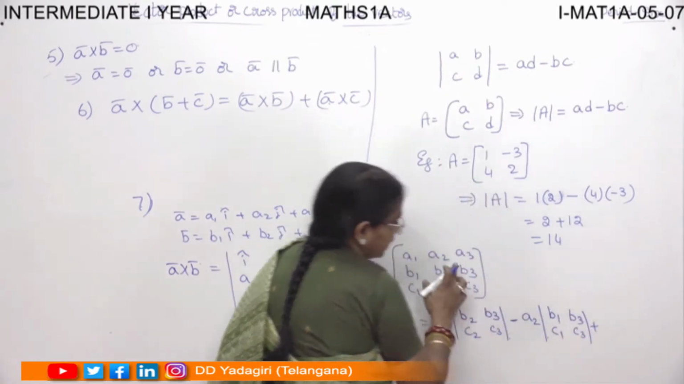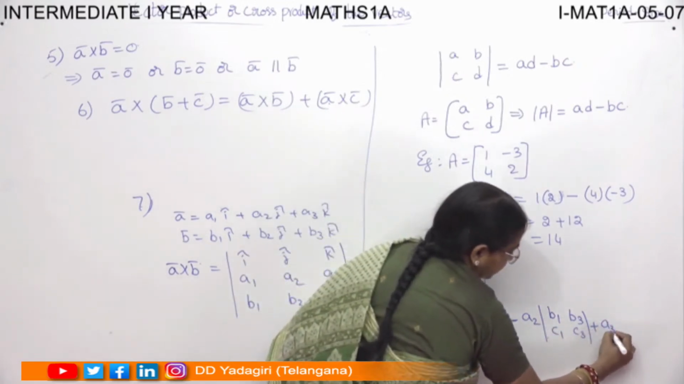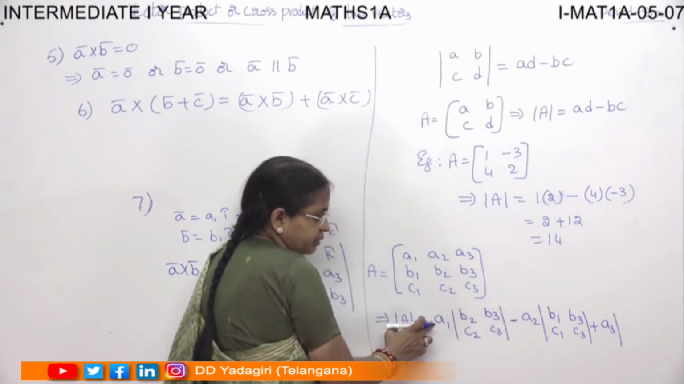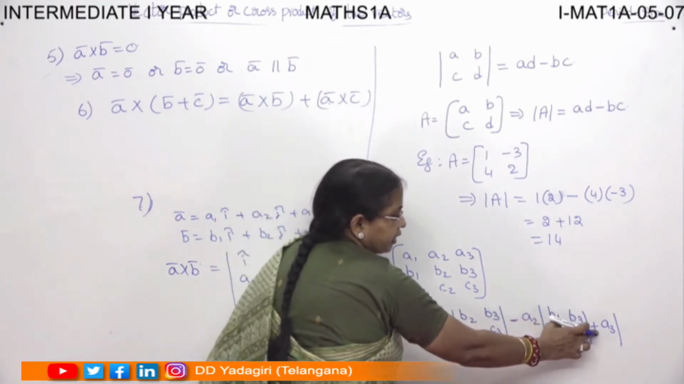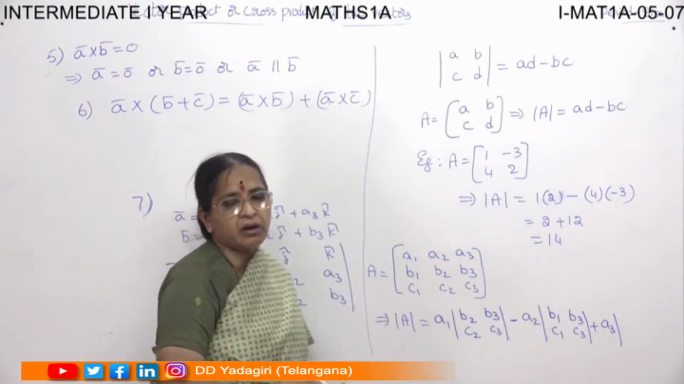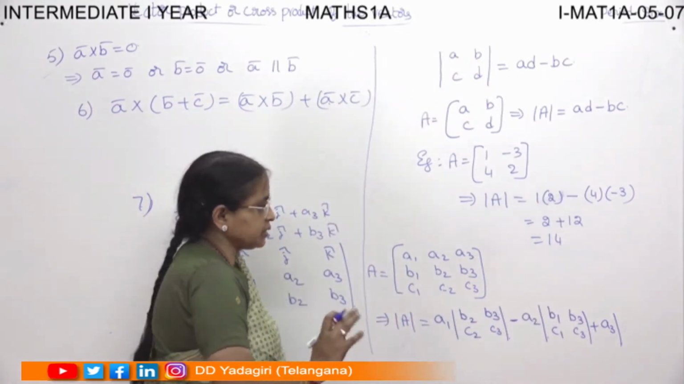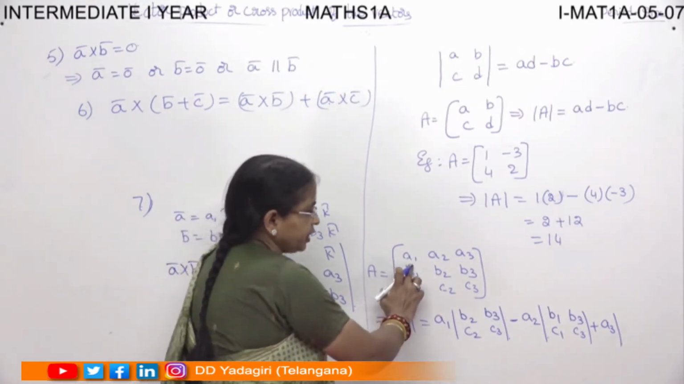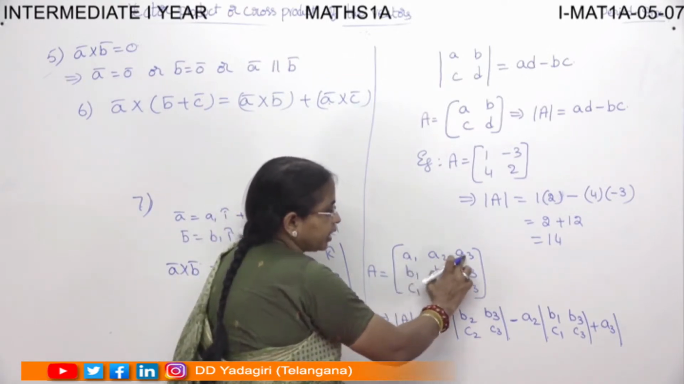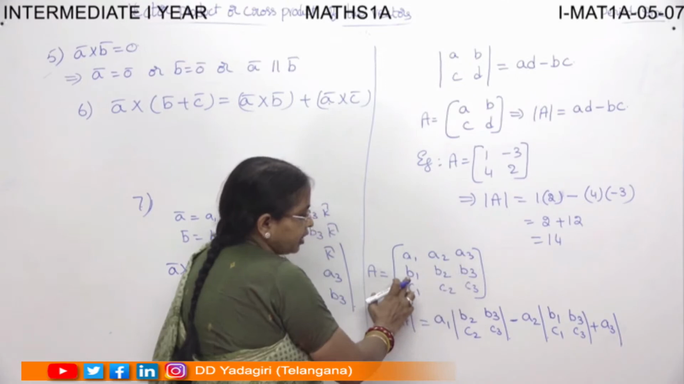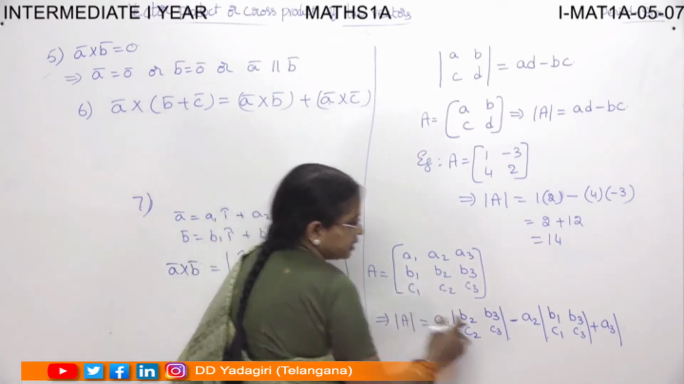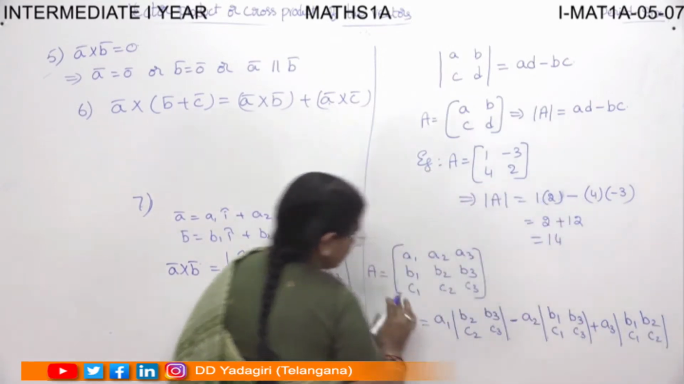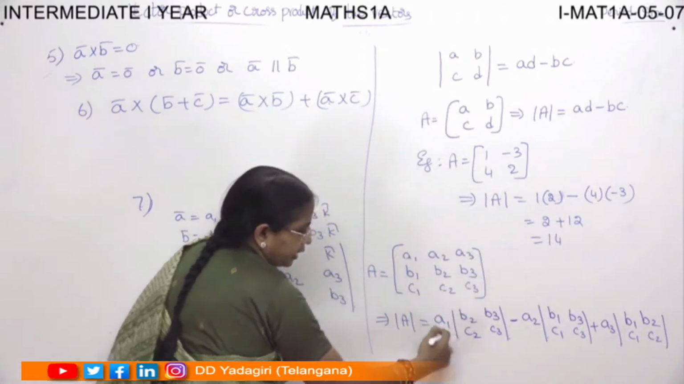And then plus the next, third element, A3 into. Now the second one is minus. Remember this. First one is plus, second one is minus, third one is again plus. Why it is like that? All those rules you will learn in the matrices chapter. For the time being, you just learn the procedure to find the determinant. So delete the row and column containing A3. Then you have B1, B2, C1, C2. So it is B1, B2, C1, C2. Like that. So now you just use this property and write the determinants.